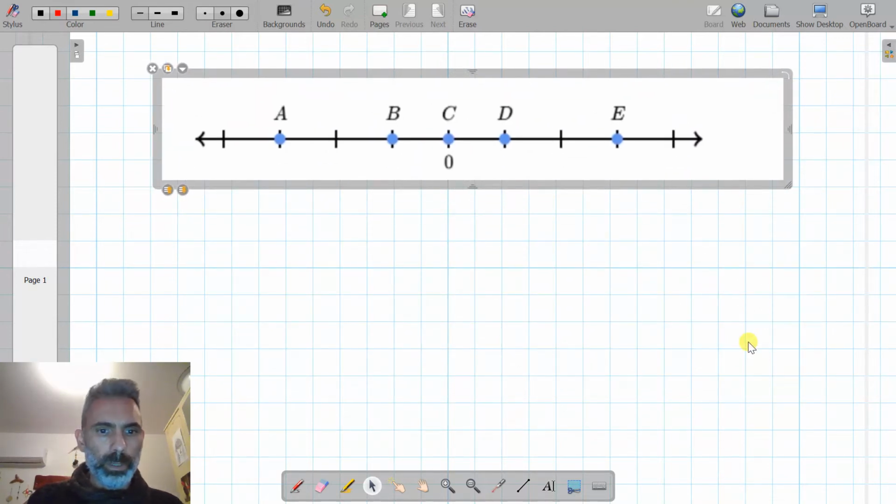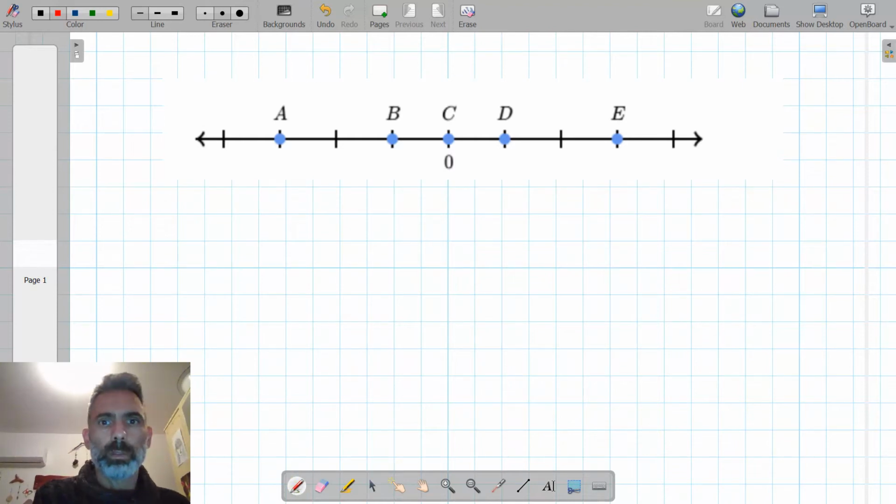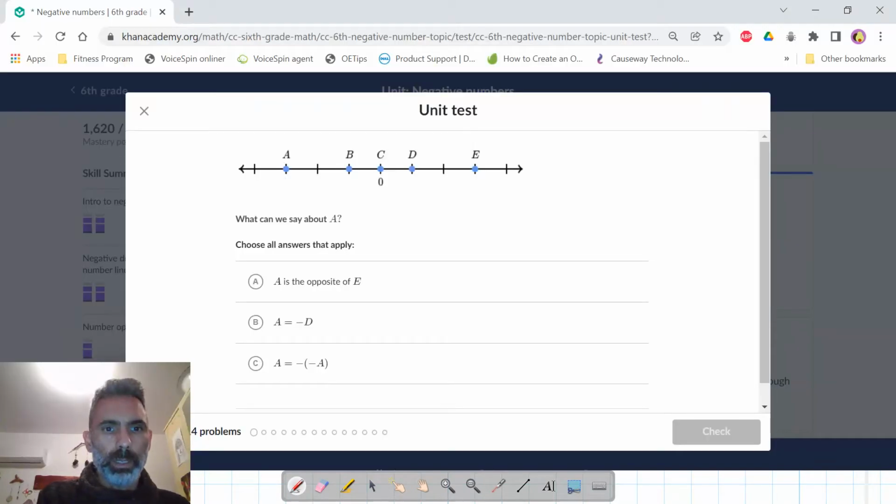So I can scribble. Okay, so point E is 1, 2, 3 hash marks to the right of the 0, and point A is 1, 2, 3 hash marks to the left of the 0. So point E is +3, and point A, sorry, is -3. So point A is indeed the opposite of E.